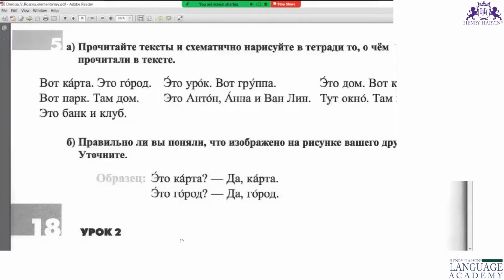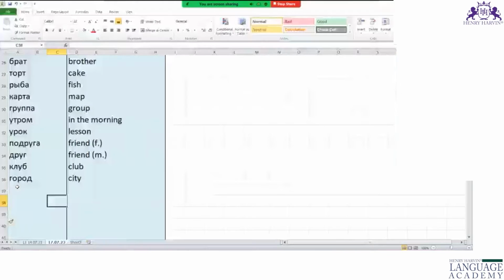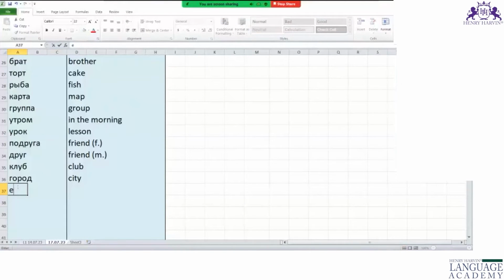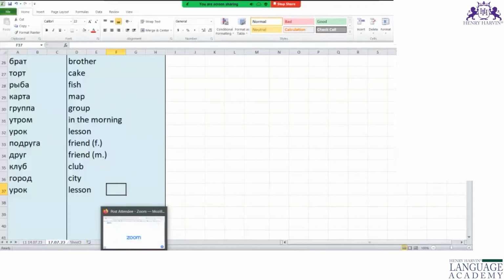Okay, это урок. So we have the next word, урок. We're continuing with the vocabulary list. Урок. Okay, where is Russian? Урок is lesson. Lesson or class. Это урок. This is the lesson. This is the class. Это урок.